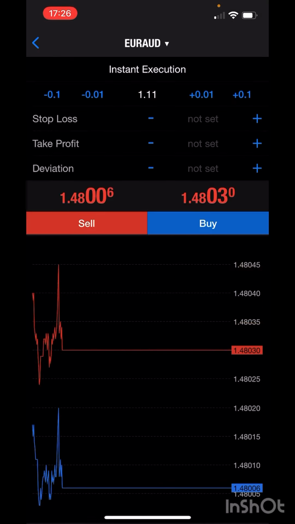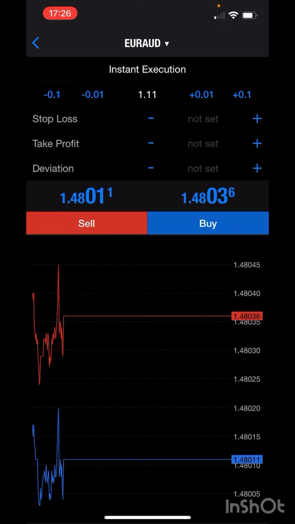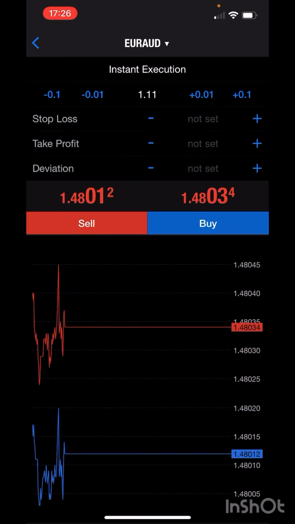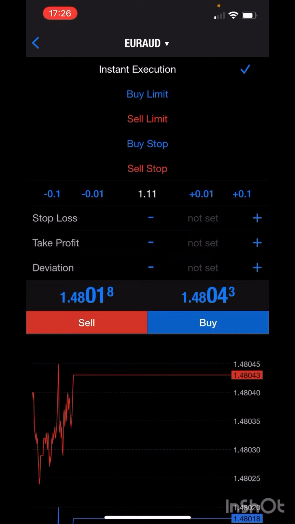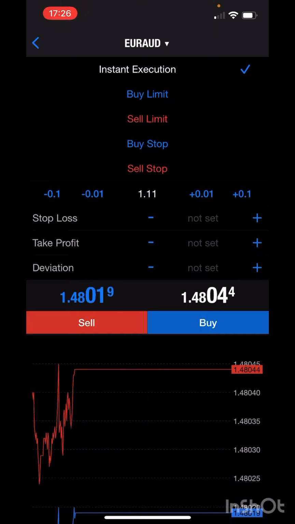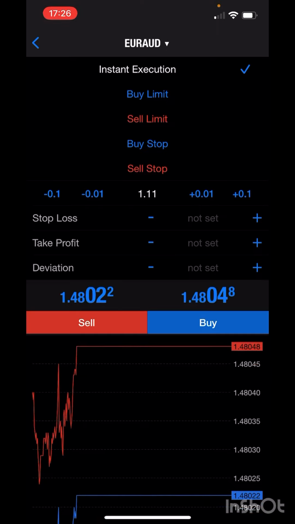So now instant execution means I'm going to go into the market straight away. If I do a limit or a stop, that means the price has to get to the price that I set before I'm put in. So if price never gets to that price, I won't be put in. But as soon as it does, I will be put in. So we'll do a market execution so you can see that.